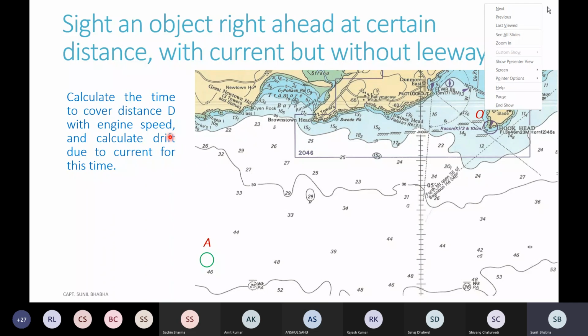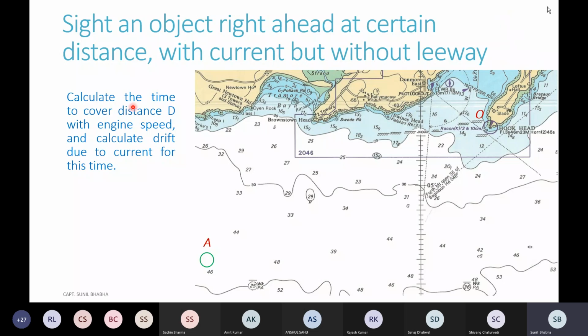So what we have done till now is, they had given us a certain distance off at which this lighthouse should be right ahead. So we just calculated how much time we require to cover that distance using our engine speed. So whatever time we calculate, the drift of the current is to be calculated for that particular time only. So this is what we have done till now. Let's move ahead.